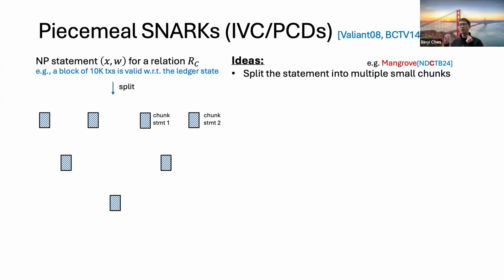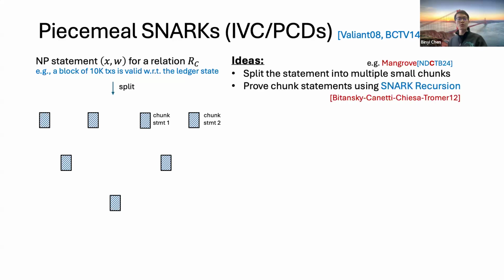It's not that trivial to translate arbitrary arithmetic circuits into many small chunk statements. But it turns out recently there's a work called Mangrove that exactly achieved that in a very efficient way. In this talk, I won't talk about that, but let's just assume magically we can split a large statement into many small chunk statements.